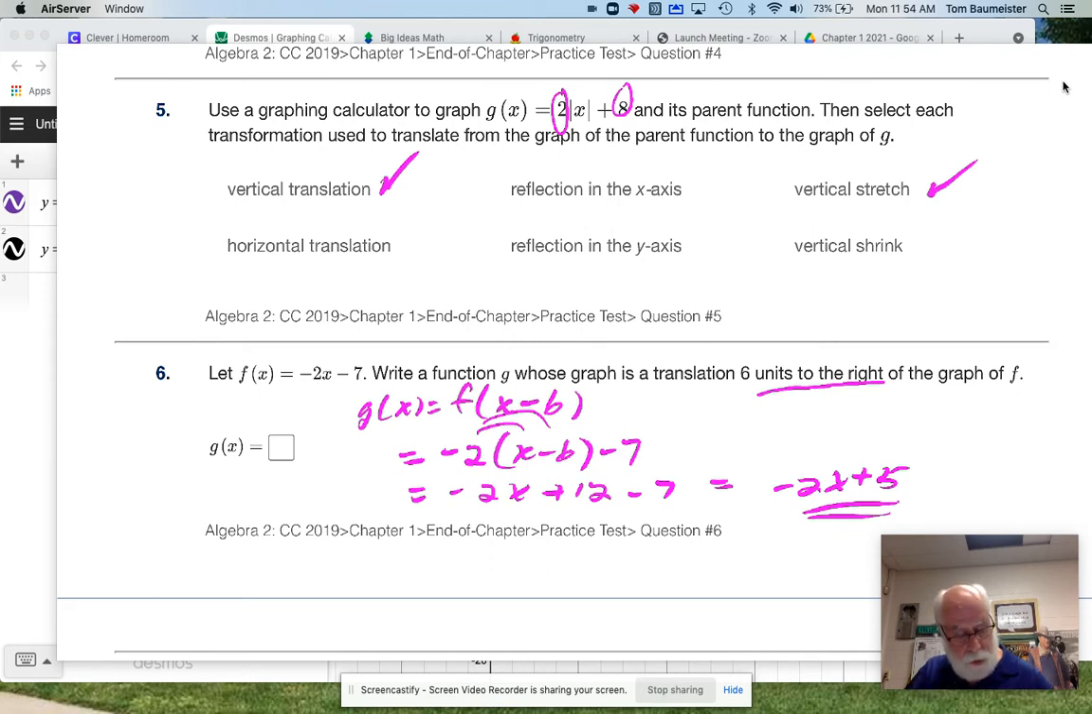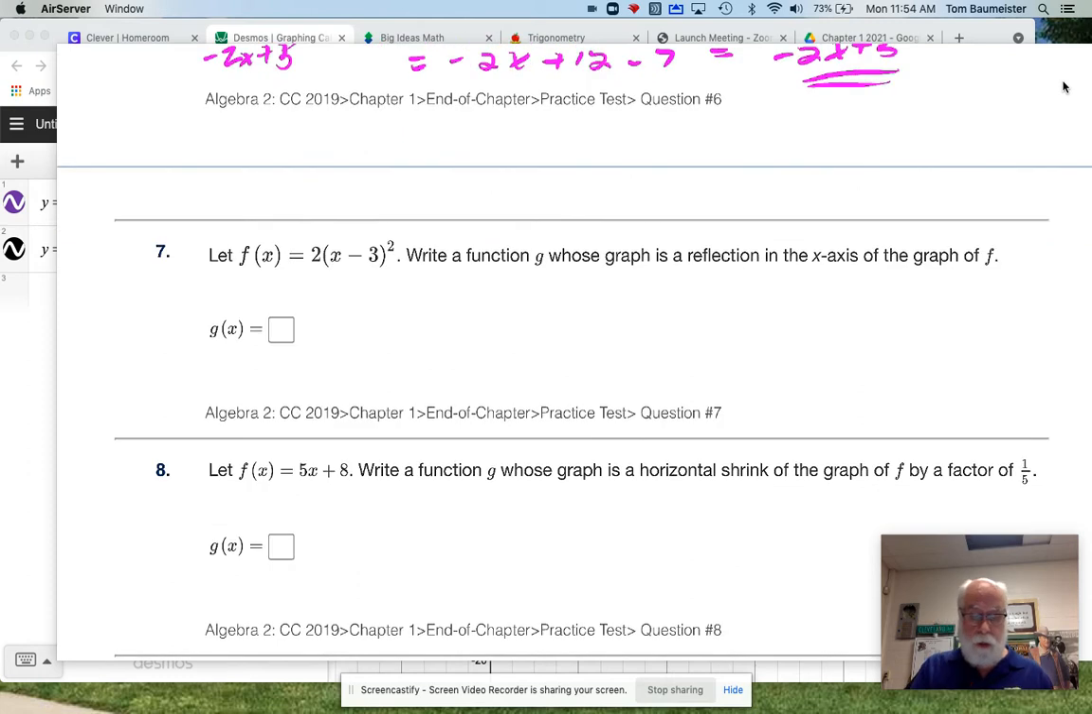So on this here, again, they're not asking to put g of x. Watch stuff like that very carefully, but that will be our answer. Okay? Let's see.